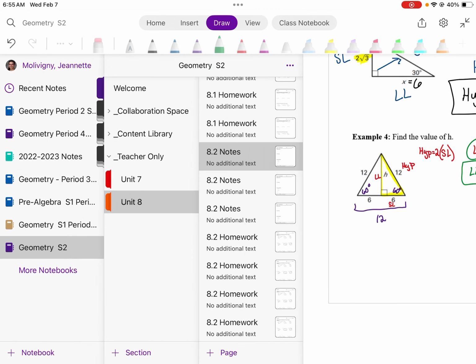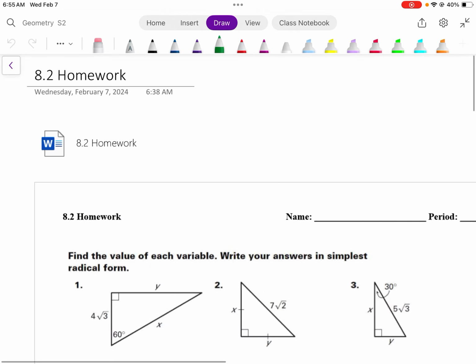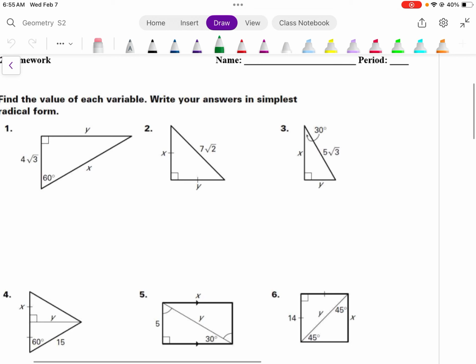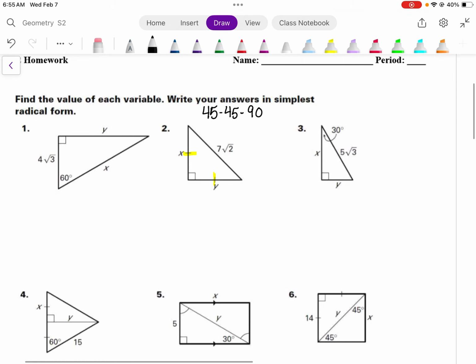Okay, when you go through and work on the homework, make sure you are not just assuming it's a 30, 60, 90 triangle. You do have to figure out if it's going to be a 45, 45, 90 or a 30, 60, 90. So make sure you can tell the difference. So if they have two sides that are the same, like number 2, that one is the 45 one. And then if they don't have the same leg lengths, that is when you have your 30, 60, 90. So you're going to get practice with both of them today.